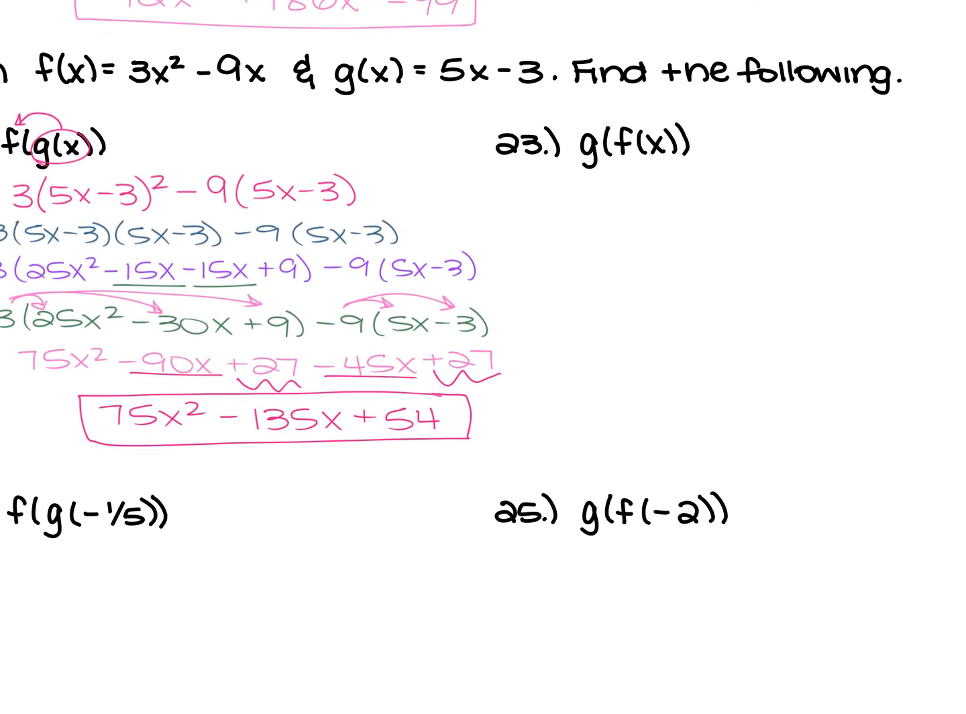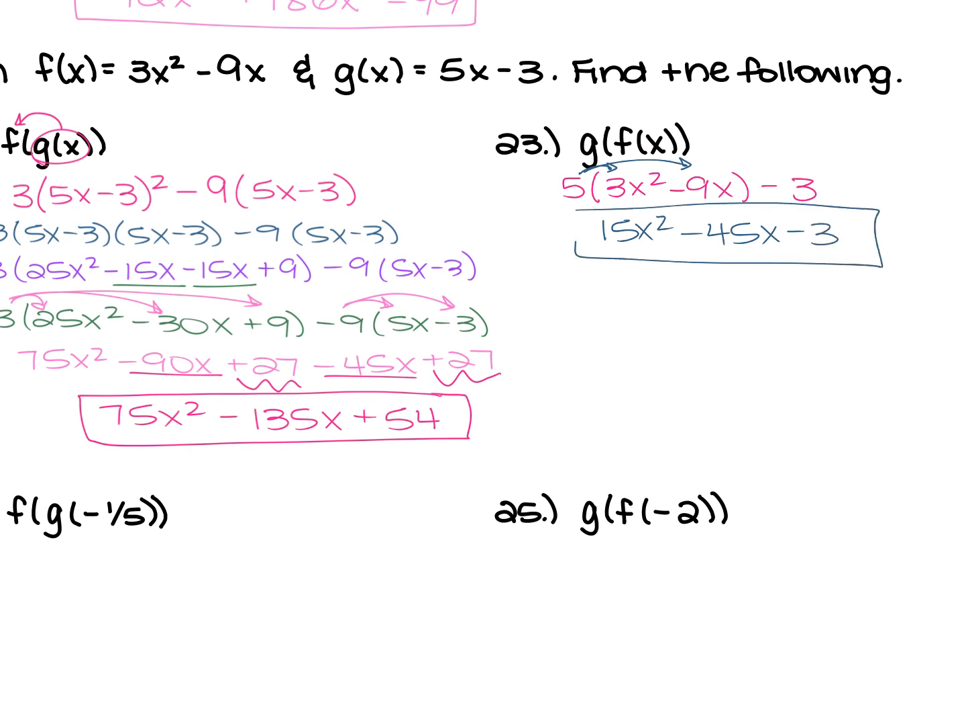The next one that you're going to look at for 23, you have g of f of x. So you're going to take the 3x squared minus 9x, plug it in for x in g of x. So that means you're going to have 5 times whatever f of x is, which is 3x squared minus 9x, minus 3. From here, simplify. 5 times 3x squared is 15x squared. 5 times negative 9x is negative 45x. Then that minus 3 drops down. You do not have any like terms, so that is your answer.